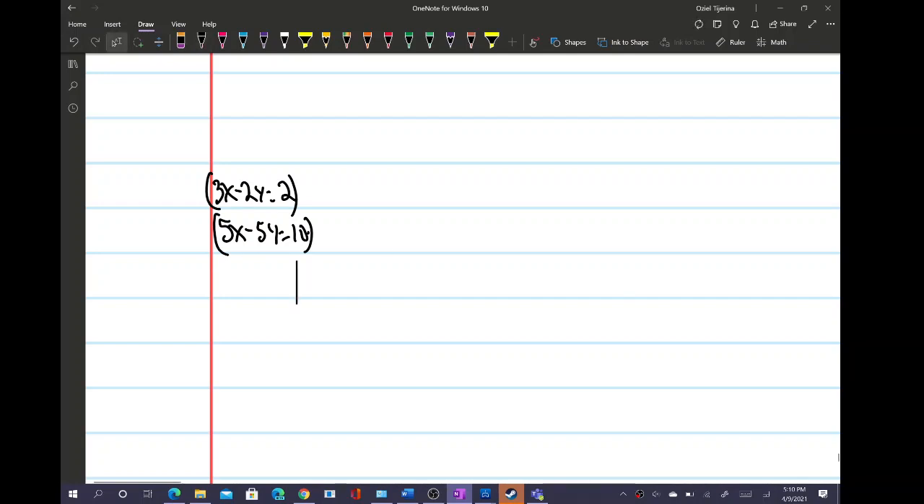If we look at 3 and 5, we have 3, 6, 9, 12, 15. This one we have 5, 10, 15. They have a common multiple of 15, right? So you can say this is 3 times 5 to make it 15, and then you want to do the opposite so that they cancel out. So it's going to be, what times 3 equals negative 15? It's going to be negative 5 times 3.